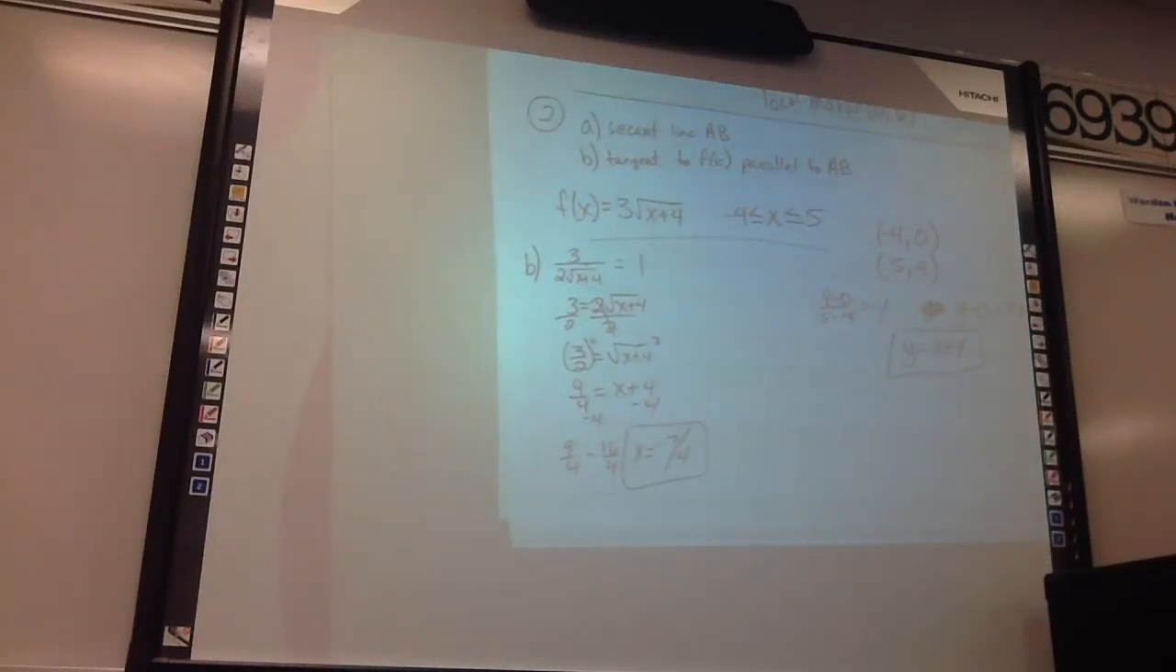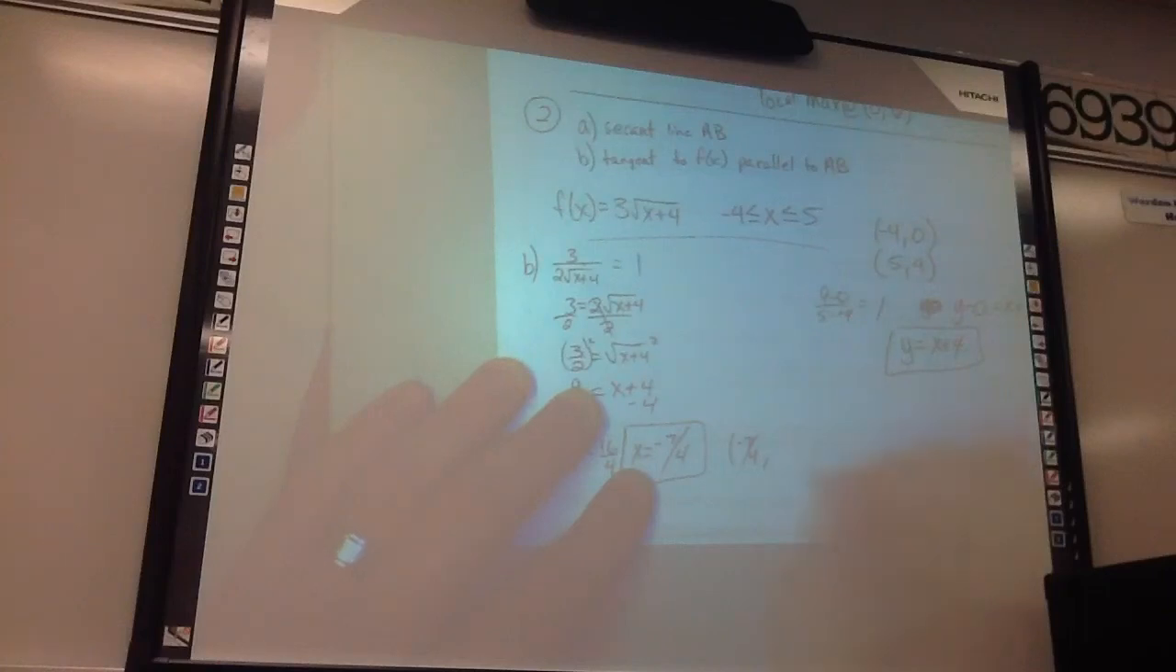Leave it like that. What is that? That is your x-value, where the tangent line will have the same slope as the secant line. Now plug that in to get y. So we need to get our y-coordinate, which I don't know if this is going to be possible. Just leave it like that.